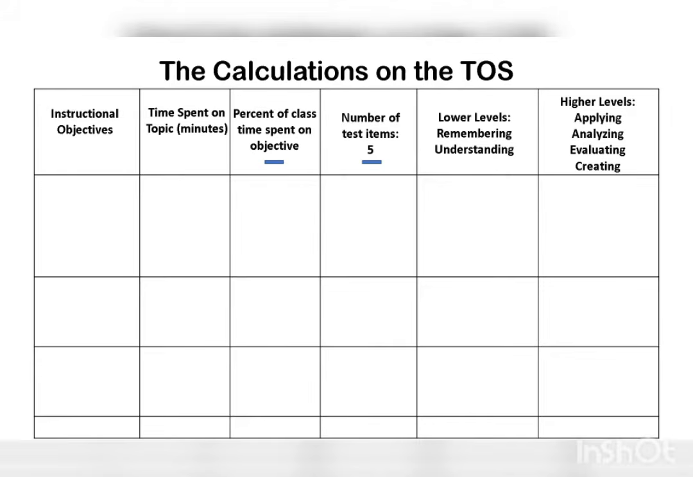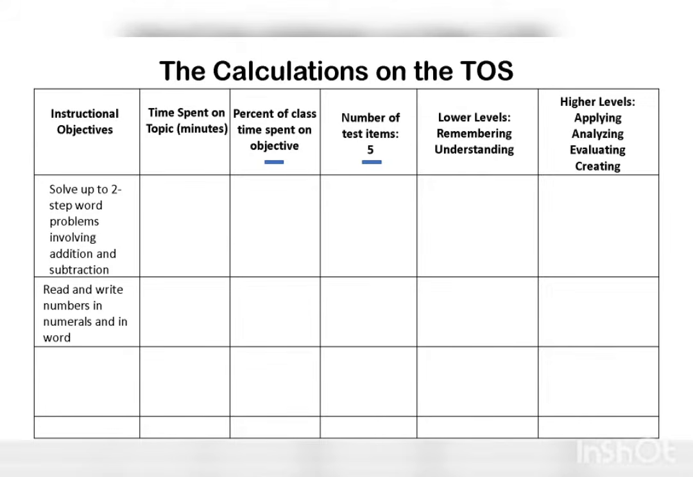So the objectives that I'll be assessing my students on are solve up to 2-step word problems involving addition and subtraction, read and write numbers in numerals and in words, and use expanded notation up to 4-digit numbers. So I'll be using 3 objectives.